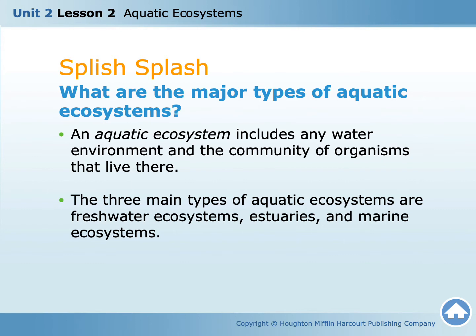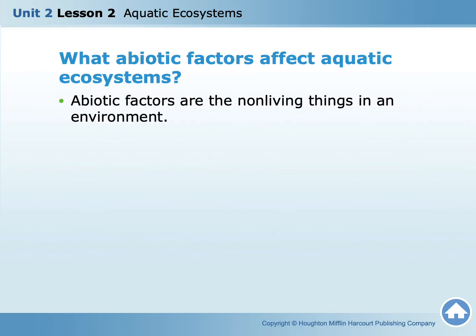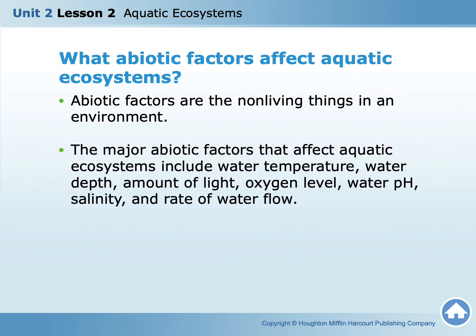So just like when we talked about land biomes, we talked about biotic and abiotic factors. The abiotic factors, as we know, are the non-living parts of the environment. In an aquatic ecosystem, that includes the temperature of the water, so how hot or cold it is, the water depth, so how far down in the water it is, how much sunlight you get, the oxygen level of the water, pH, which is the acidity, the salinity, which is how much salt is in the water, and the rate of water flow. Those are all the different abiotic factors of the environment.